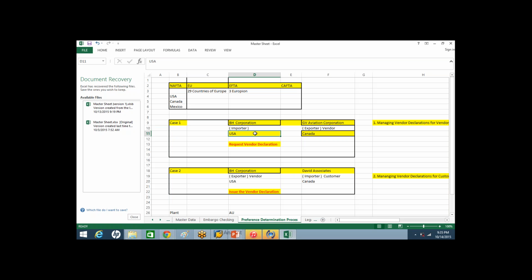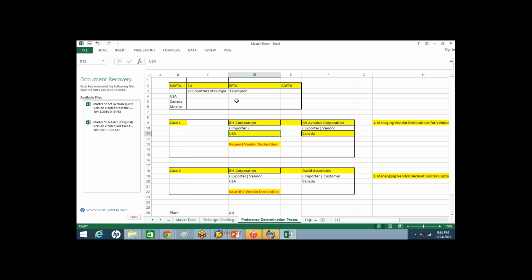So if Bell Helicopters simply goes to the customs authorities and says, I have imported something from Canada, is it okay for the US customs authorities to accept that just based on words, or do they expect some kind of information? Do they need something? Documented evidence.